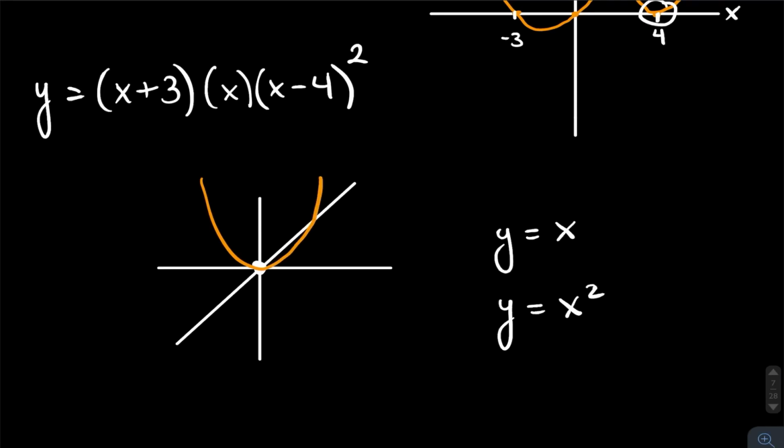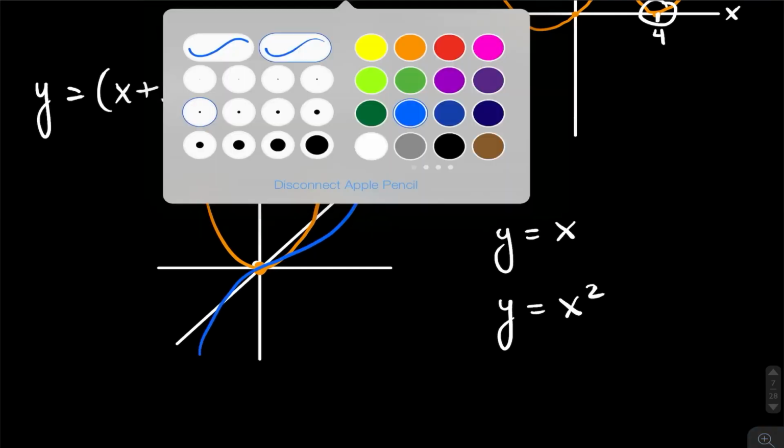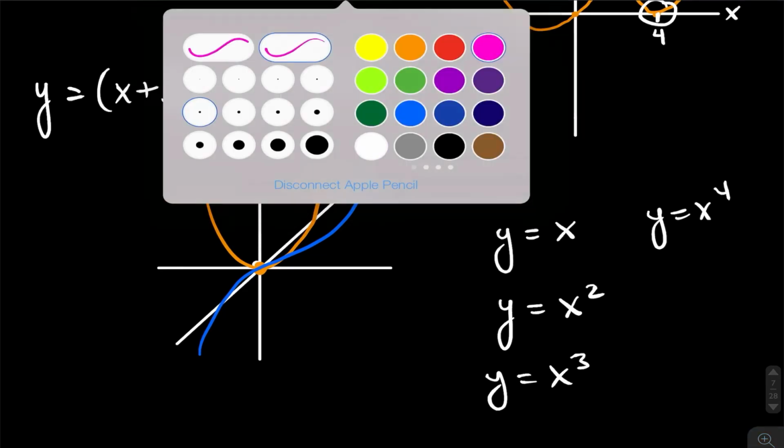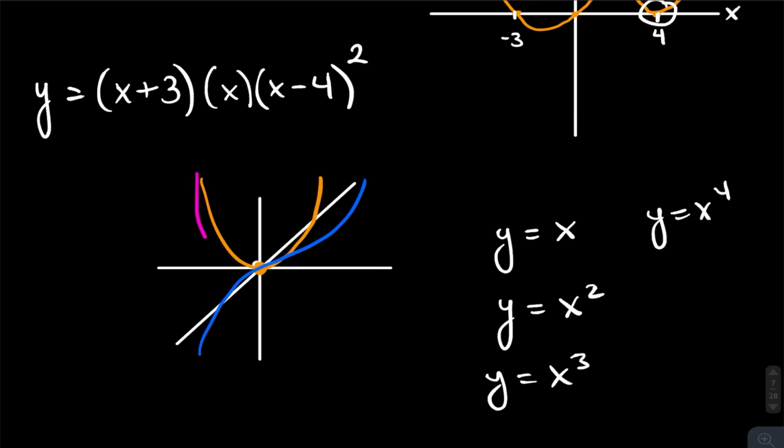Okay? And that just kisses the x-axis. Now what about y equals x cubed? Well, that looks like this, or something like it, and that crosses through the x-axis. But y equals x to the fourth? No, that one basically does the same thing as x squared. It just ends up being a little flatter, I think. So that is what happens to x to the fourth. It kisses the x-axis. And so hopefully you can see a common theme here.